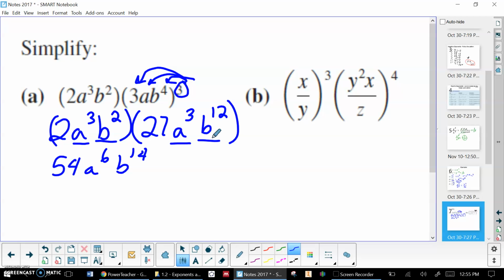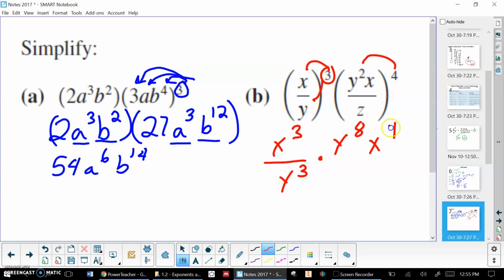Same thing here with b. We're going to go in, and the first thing I'm going to do is just apply this exponent to everything. x to the third over y to the third times, well, now we're going to have y to the 8th, x to the 4th over z to the 4th.